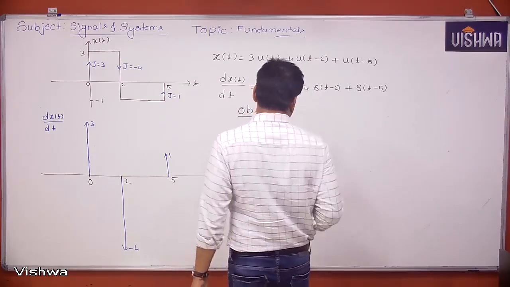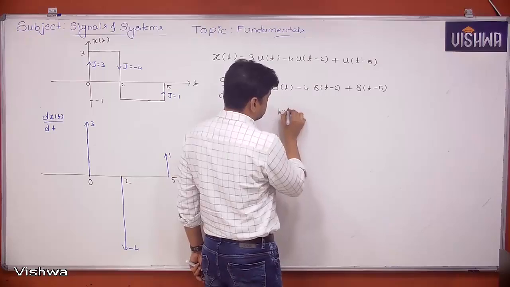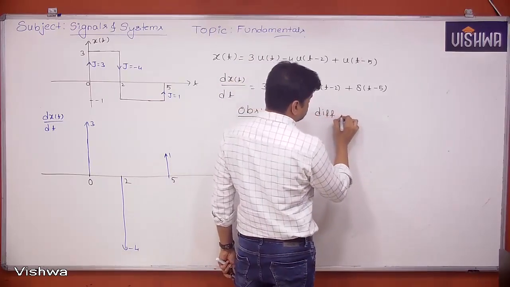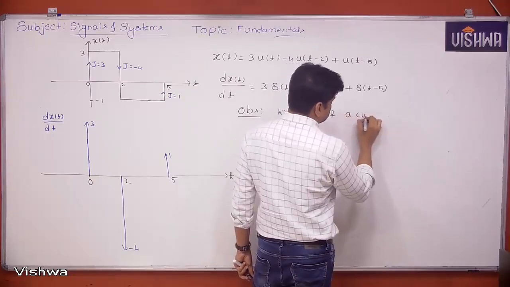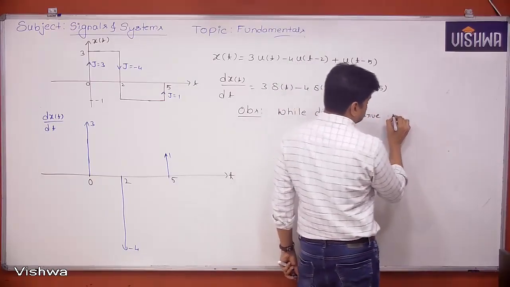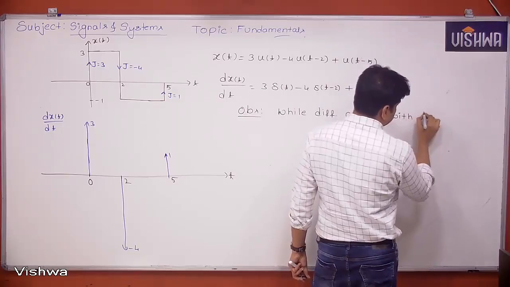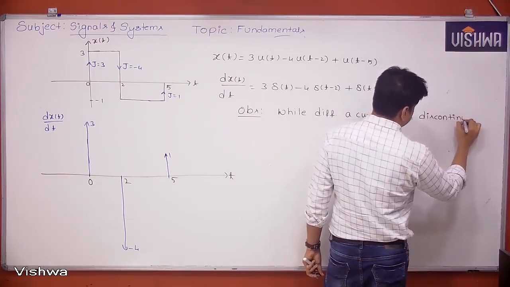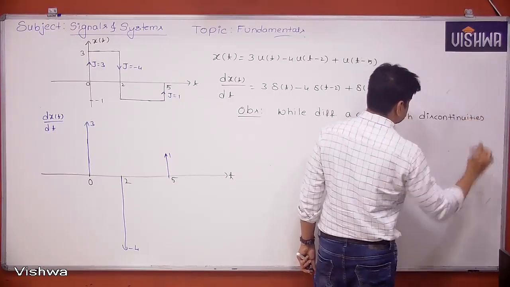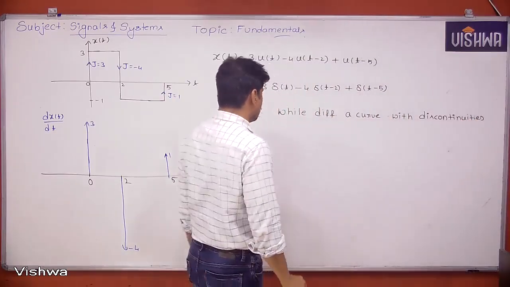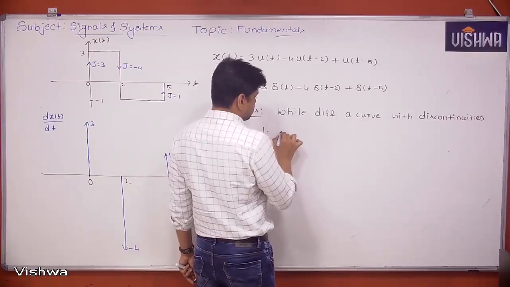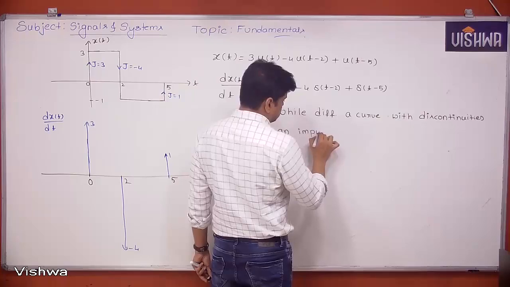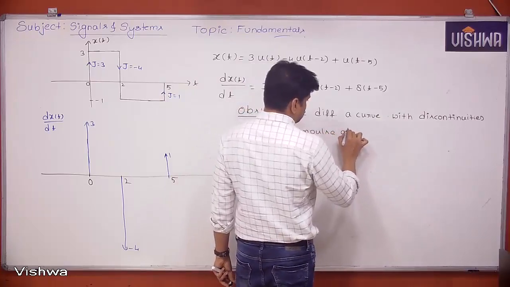Observation: while differentiating a curve with discontinuities, what we are going to get first? An impulse at discontinuity.